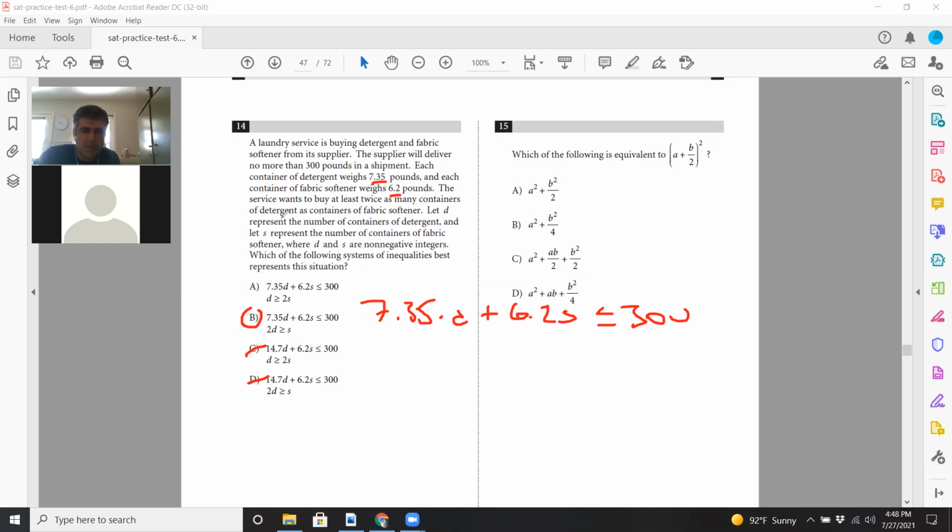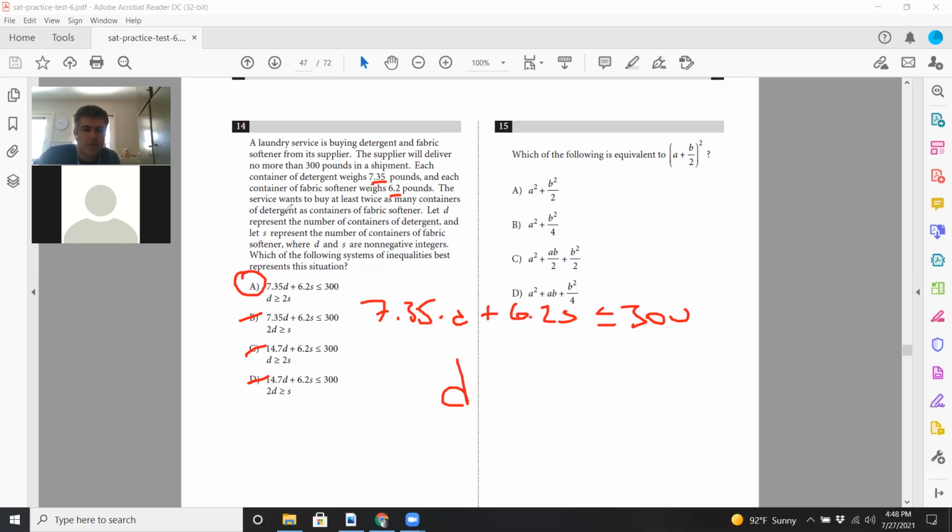They say that the service wants to buy at least twice as many containers of detergent as fabric. So the detergent has to be, and actually I lied, the answer is not D. Sorry, the answer is not B. It's A, actually. I'll explain why in just a little bit. This is the part that's tricky. I can see why you guys said B.